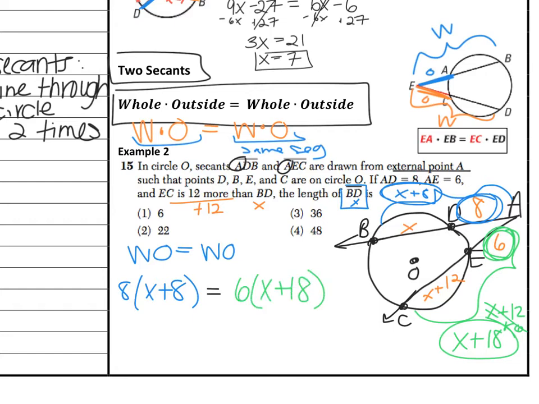And from here, it's just like solving the other one. Distribute, distribute. So 8X plus 64 equals 6X plus 18 times 6, which is 108.